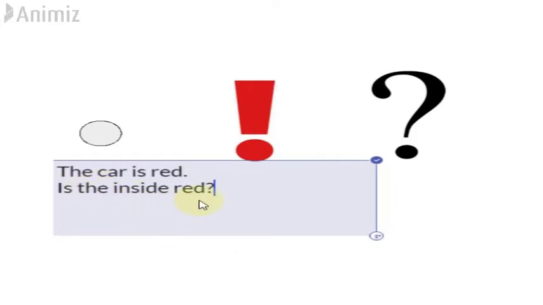Is the inside red? Now there's a question mark, which means you're asking something. When you're asking somebody something, then you put a question mark. When you're telling somebody something, then you put a full stop, which means that it's a question mark. Okay, this is a question. You're asking somebody something. Okay, is the car red from the inside? So this is a question mark.